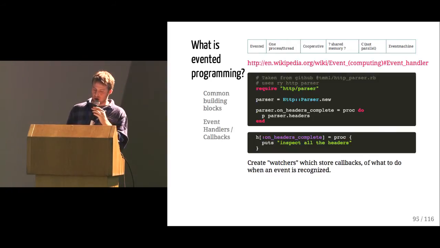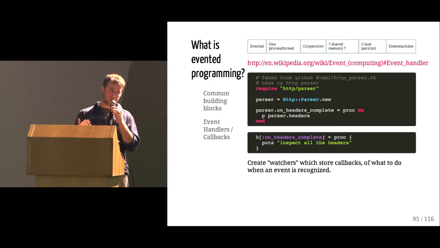So again, we have event handlers and callbacks. These are some of the common ingredients that most frameworks will have. An event handler is basically a function, or a closure, that will get invoked when something happens. When something happens, we know that we have to run this procedure. That's what a callback or an event handler is.